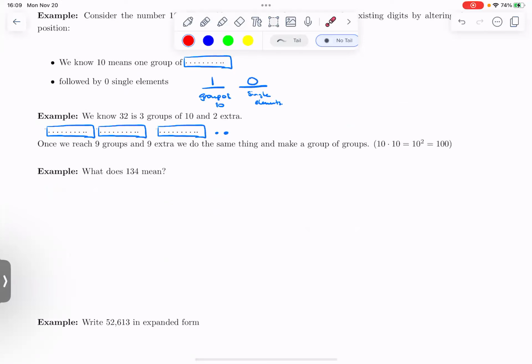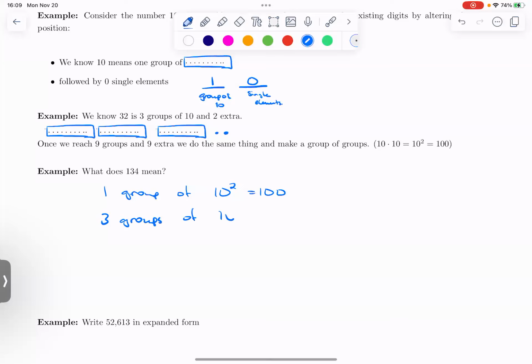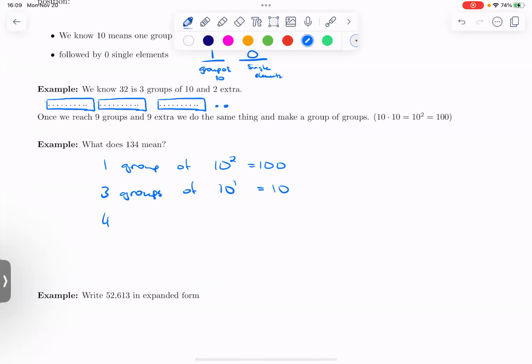So what does 134 mean? 134 means one group of 10 to the power of 2, which is 100; 3 groups of 10 to the power of 1, which is 10; and 4 extras. But really, those are 10 to the power of 0, which is just 1. So the extras are really just the 10 to the power of zeros.